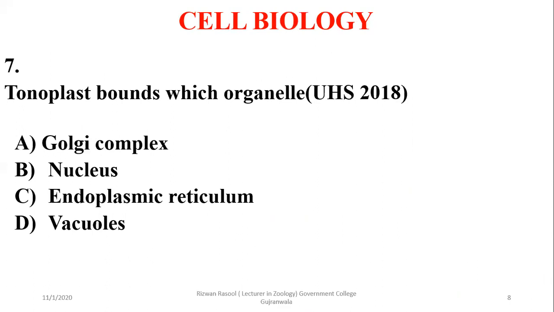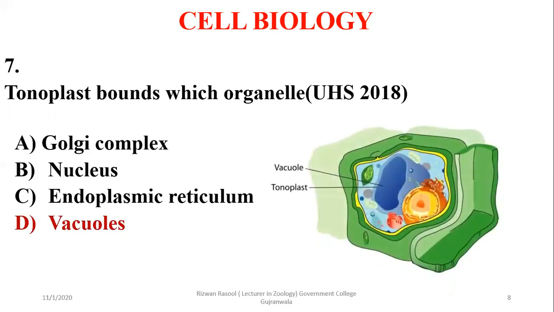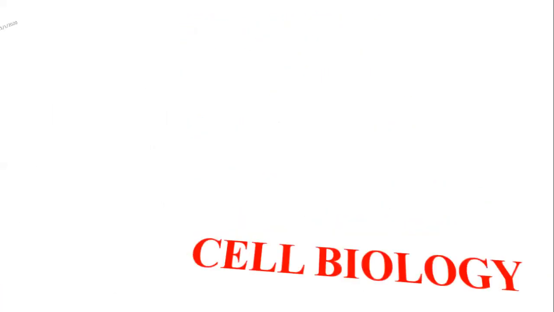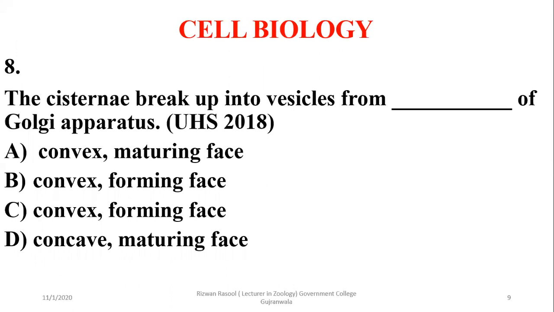Tonoplast bounds which organelle? It's the name of the vacuolar membrane. So the right option is delta over here. Number 8, the cisternae break up into vesicles from which side of the Golgi apparatus? They fuse from the outer side, that is convex, and break off from the inner side, that is concave and maturing. So the right option is delta, that they break into vesicles from the outer side. The outer side is concave as well as maturing.